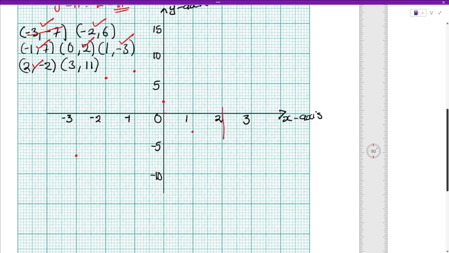So 2 is this line here. Negative 2, where is negative 2? So this is 1, 2. So negative 2 is right there. That's our coordinate there. And then the last one is 3,11.